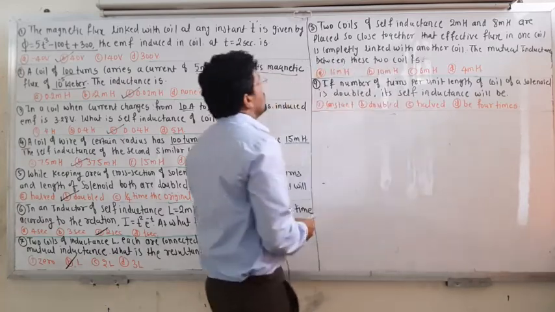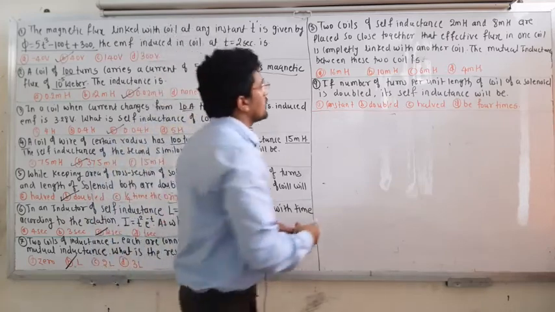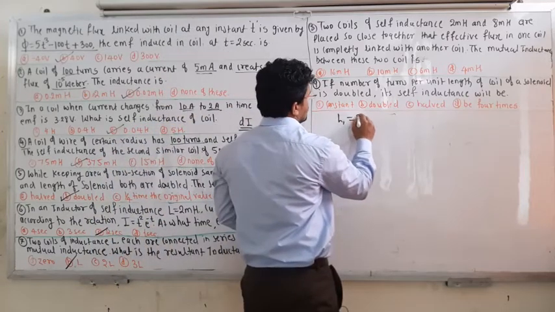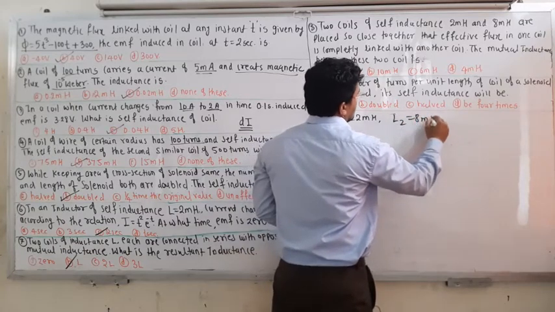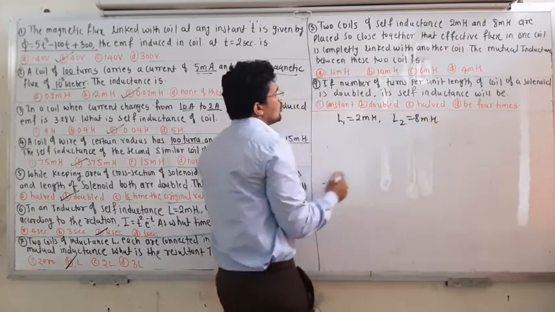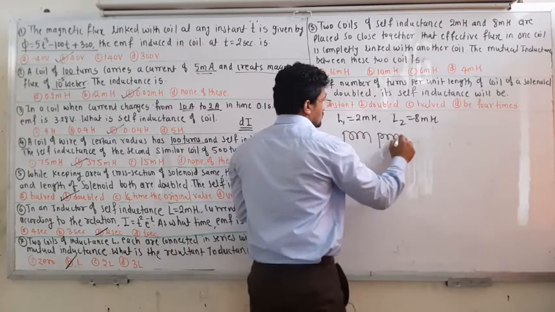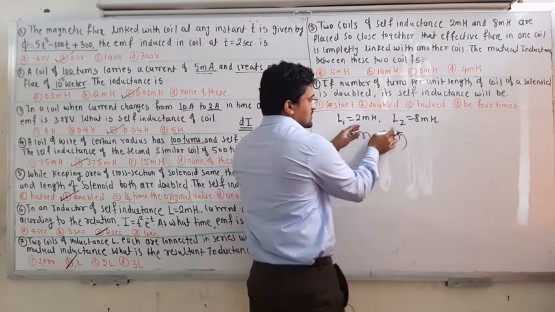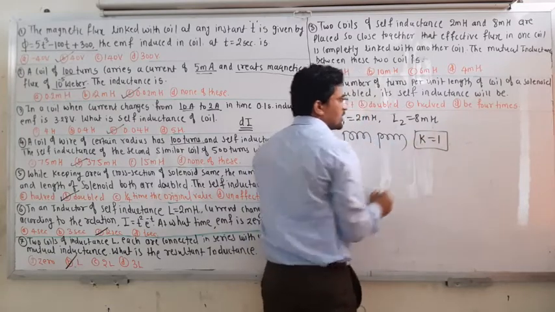The two coils of self inductance 2 millihenry and 8 millihenry. So self inductances are given: L1 is equal to 2 millihenry and L2 is equal to 8 millihenry. These coils are placed so close, that means the whole magnetic flux is linking. Then K is equal to 1 itself. K is equal to 1.